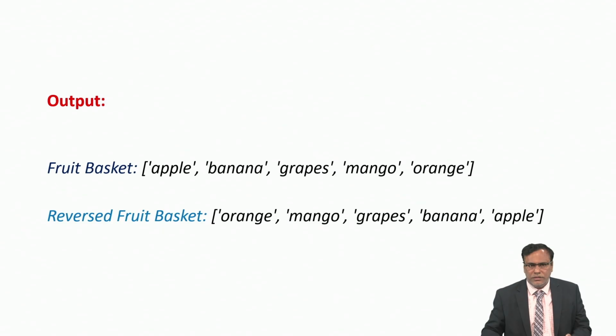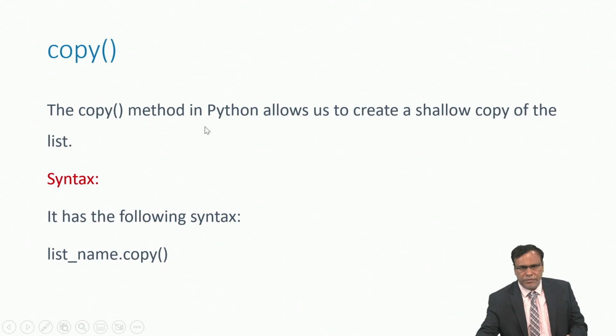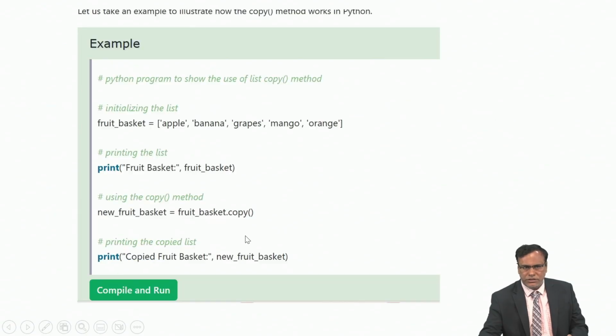Next, moving on. Yeah, this is the last function, the copy function. This is the list name dot copy. This is what you are supposed to use. This is the original list, that is fruit basket. It has 5 elements. Using this copy method, you are going to create a new list. Its name is new fruit basket here. So what you are supposed to do here is just use that copy function. After that, if you verify both lists, they are going to have the same content. This is how this copy function works.